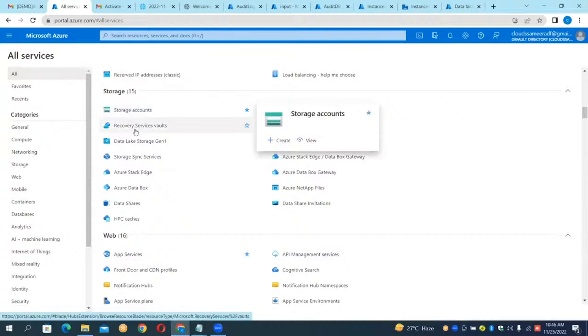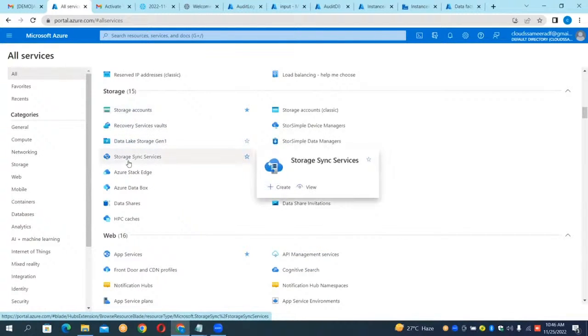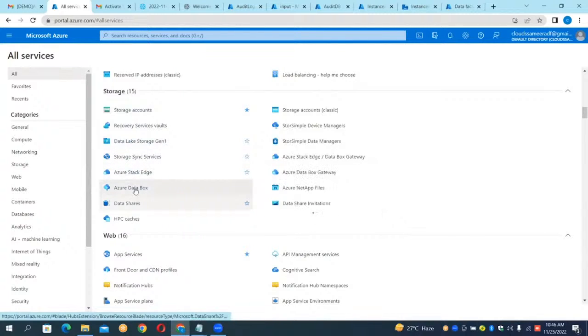Storage accounts, recovery service vaults, Data Lake Gen 1, storage sync service, Azure Stack Edge, Azure Data Box, then you have data shares, HPC caches. All these are the storages you can use. That means you have 90 plus storages which you can use.